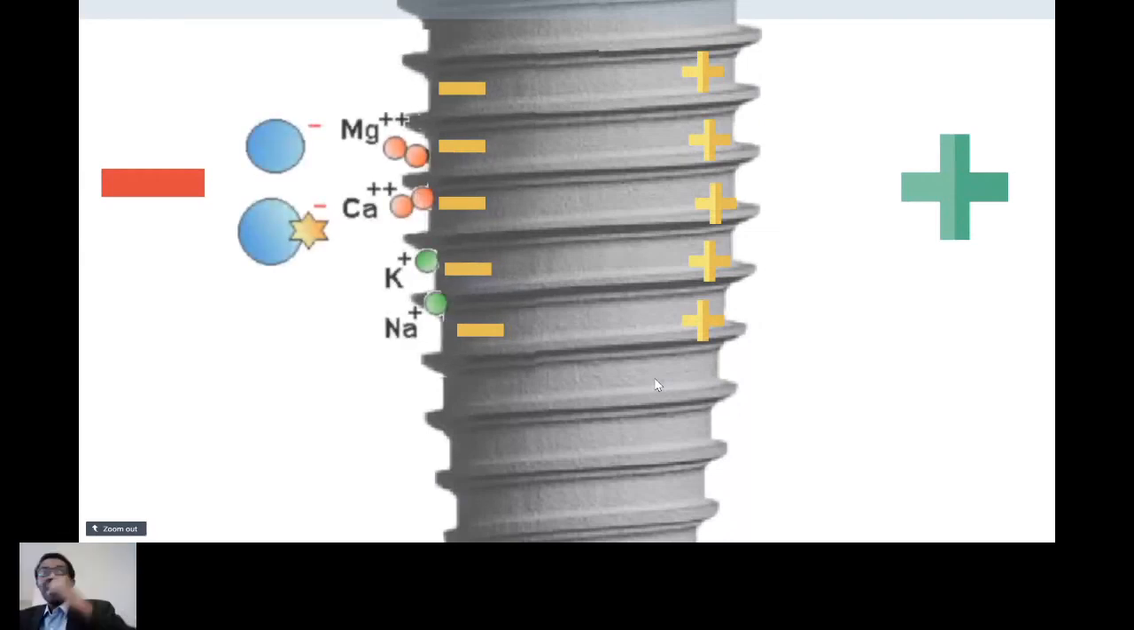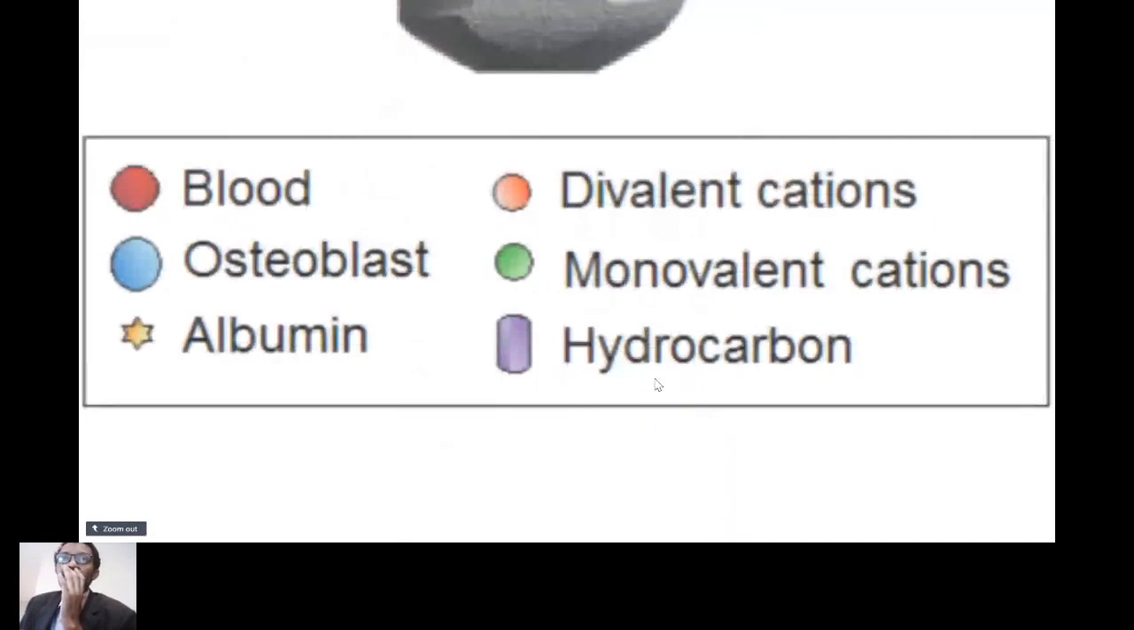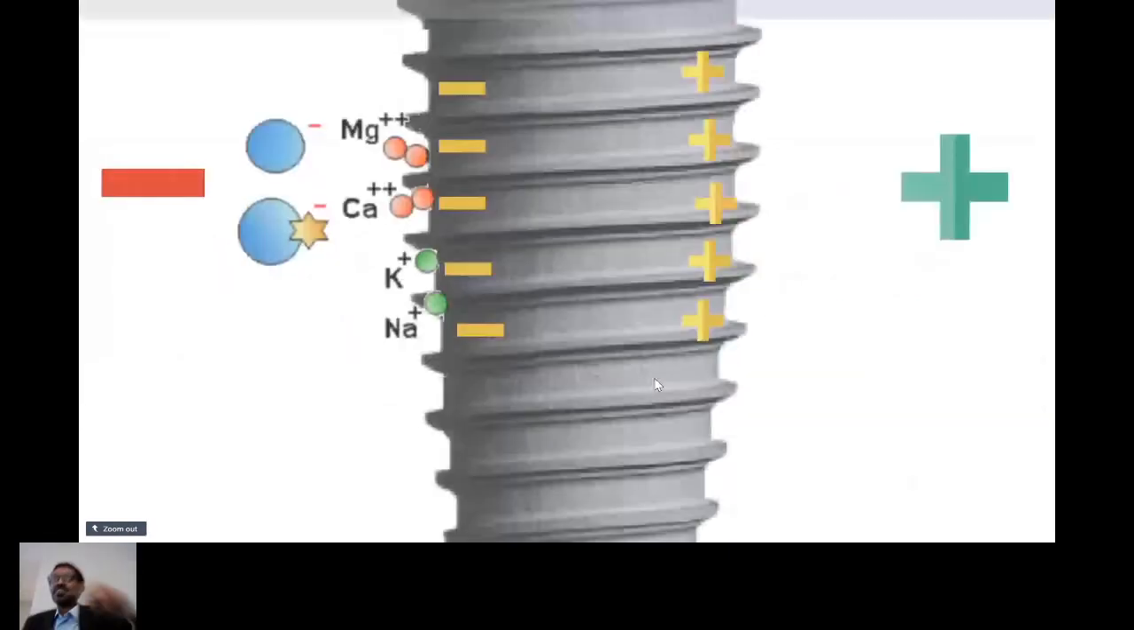So now I have my negatively charged cell trying to attach to the surface in a normal situation. They can't, because you have a negatively charged surface as well. So you need something in between, like a carrier. You have to depend on magnesium, calcium, potassium, sodium, all these things to take you and attach you to the implant surface. If you look at this quickly, these colors are blood, osteoblasts, albumin, and cations, monovalent or divalent. And the purple ones are hydrocarbons. So here is a negative and a negative. They cannot attach directly. You need something in between for your cells to attach to the surface.